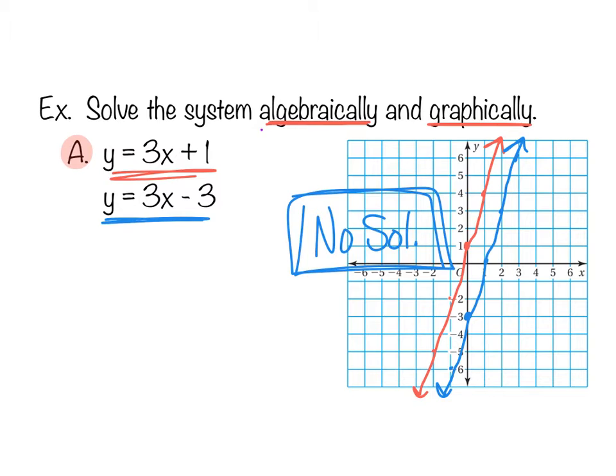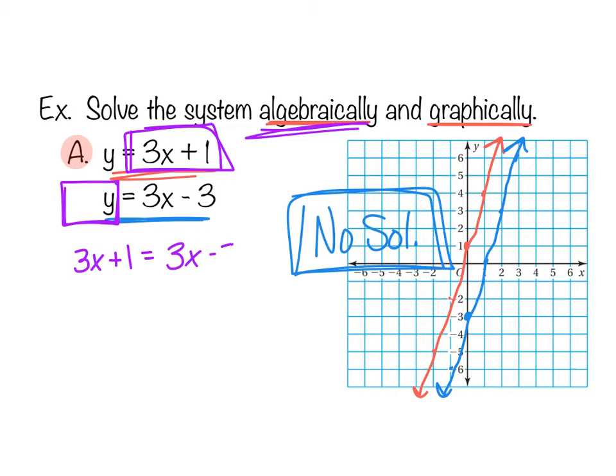Now, because I have to do it algebraically as well, what I would want to use here is substitution. Because y equals 3x plus 1, I can plug 3x plus 1 in for y right there. So 3x plus 1 equals 3x minus 3. Now, if I was solving this like a normal equation with variables on both sides, I want to move my variables to the same side by subtracting 3x from both sides. But when I do that, this may look familiar from earlier in the year, they cancel out.